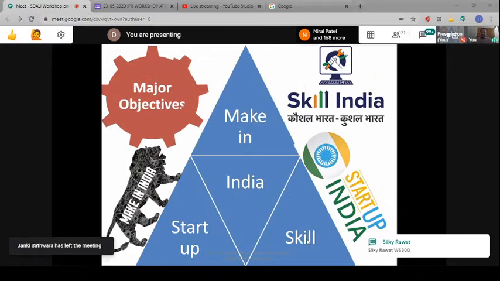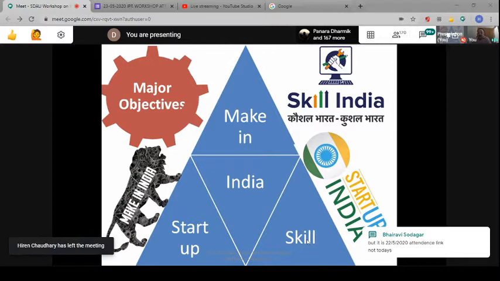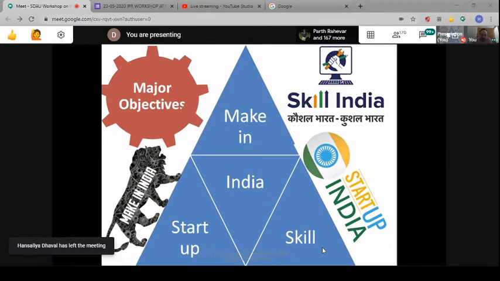So this is the major objective of all these changes: to make India start producing something which is accepted globally, to increase the skill of the Indian population, that is Kaushal Bharat, and to start new businesses, new manufacturing, new ideas. So the major focus of bringing all these changes in the national intellectual property right policy is to focus on Make in India, Skill India, Startup India. That is our major lookout for our country, especially when we are thinking about making this country self-reliant.